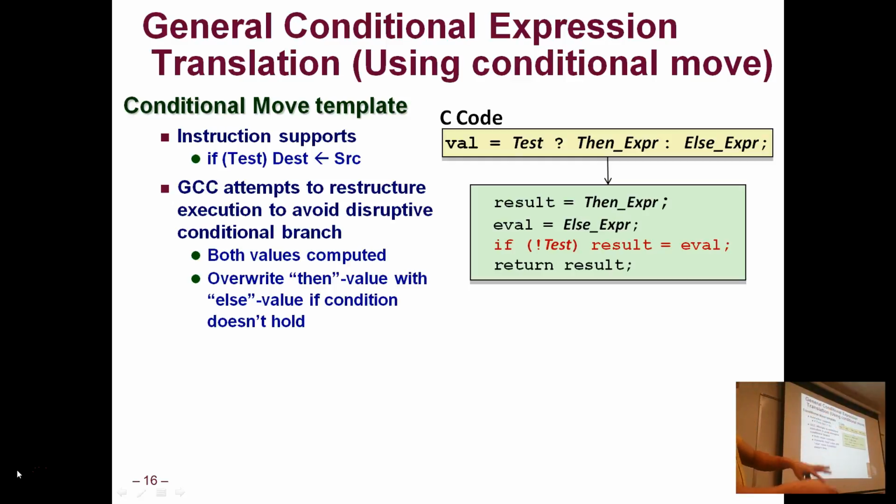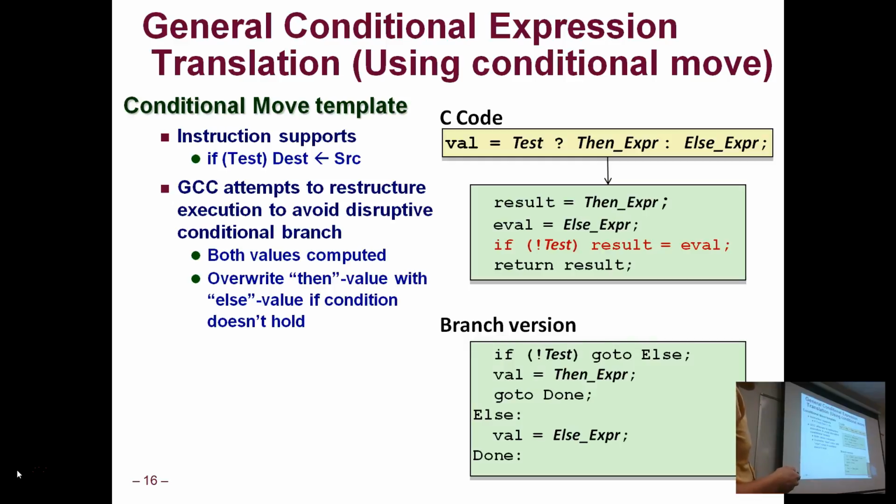Just like we had a design pattern for the conditional branches, we have the same design pattern for the conditional move. So you set the result to the then expression, and you set the eval to the else expression, and then based on the not test, you will overwrite the result with the else expression if the opposite condition holds, and then you return the result. So same construct as the previous one. So this is the branch version. If not test, you go to else.